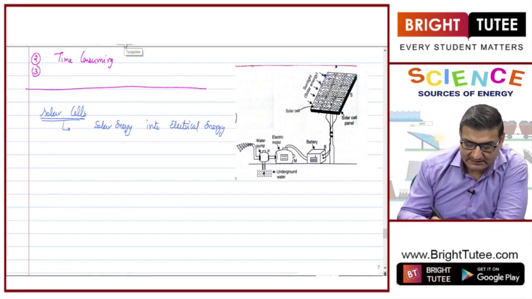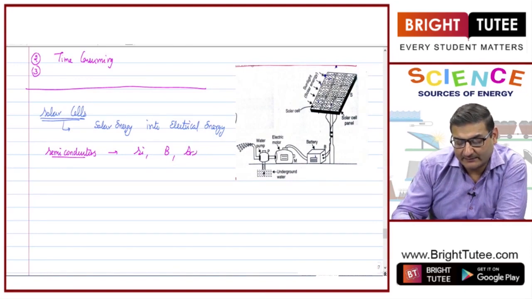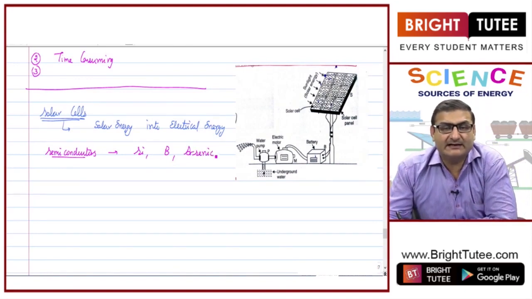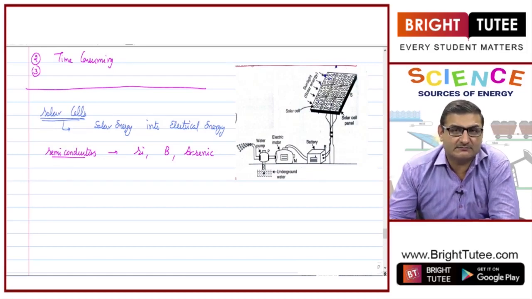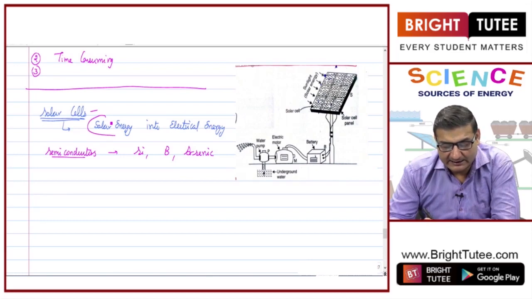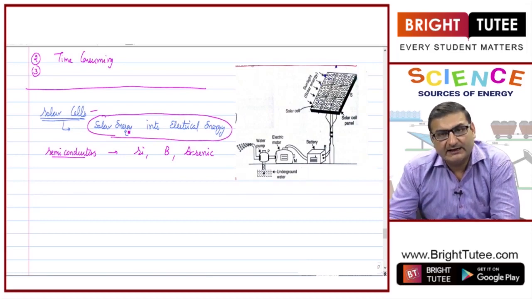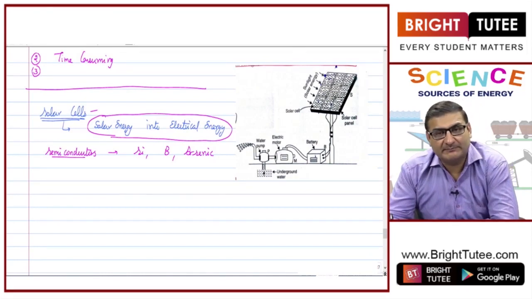How? These solar cells contain some semiconductor devices. They contain such semiconductors like silicon, like boron, like arsenic. So, there are different layers of silicon, boron or arsenic. Fine. And when sunlight falls on them, these being semiconductors, they generate some charges, because of which electrical energy is produced. Don't have to go that much into detail of it. Important thing is, these solar cells are able to convert solar energy into electrical energy, and that is why they can be used in a lot of places.